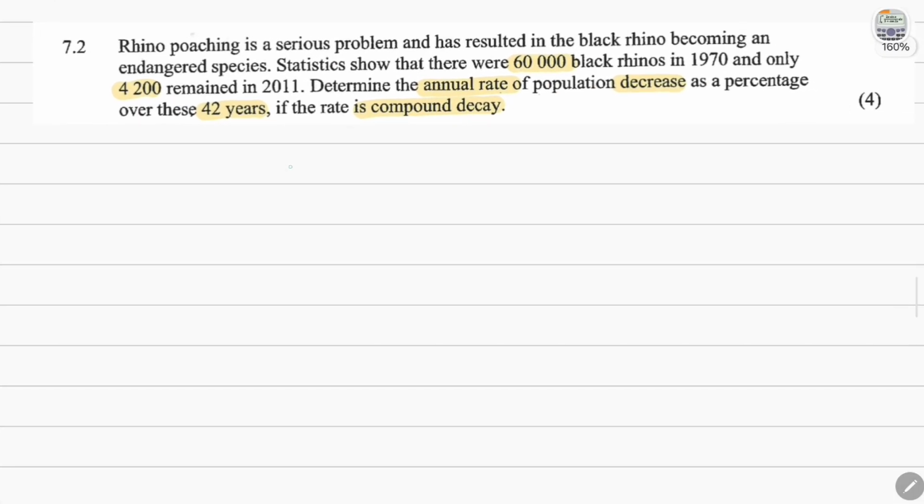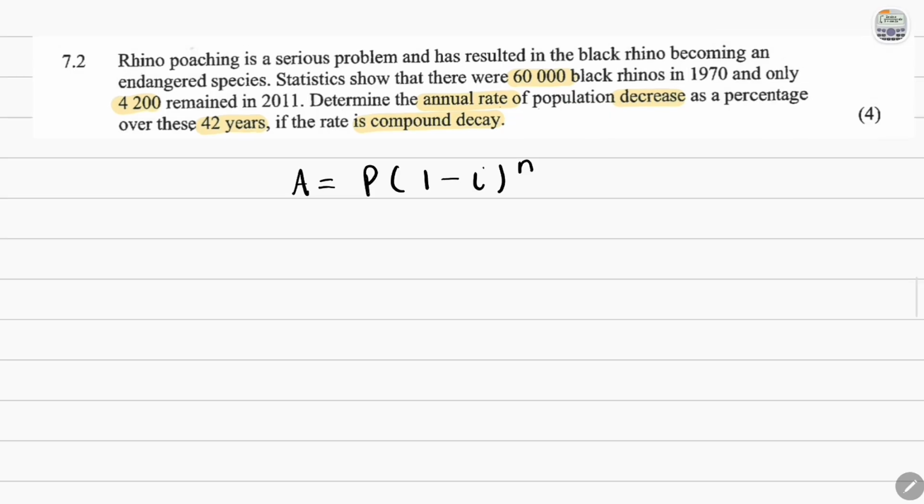So we see that we're using compound decay, which the formula looks like this. A equals P times 1 minus I raised to the power of n. Okay, so the starting amount, we started off with 60,000 black rhinos in 1970. So that is the amount we start off with. It was 60,000, and then they went down to 4,200 in 2011. So this is the amount we have ended at in 2011. And then we'll say 1 minus, and the interest is what we're trying to look for.